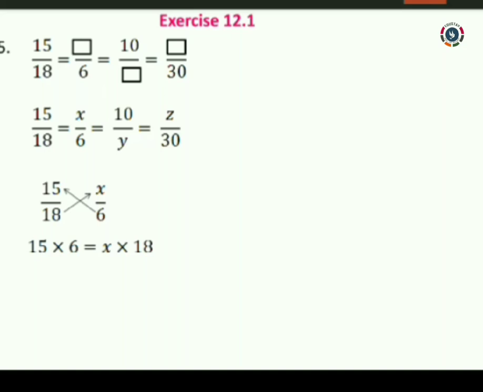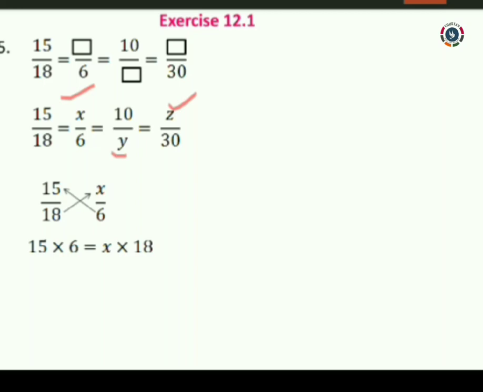Next, in exercise 12.1, fifth question, you have to find the value of the boxes. 15 by 18, you have to find the numerator divided by 6. Next, 10 divided by a box, you have to find the denominator. And next, you have to find the numerator divided by 30, right? First step, I don't know the value of the boxes, so I replace them by variables x, y and z. We can use any variables.